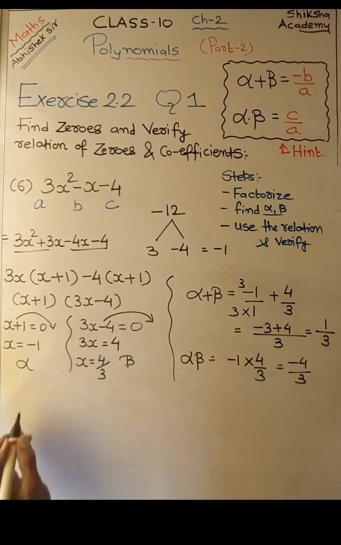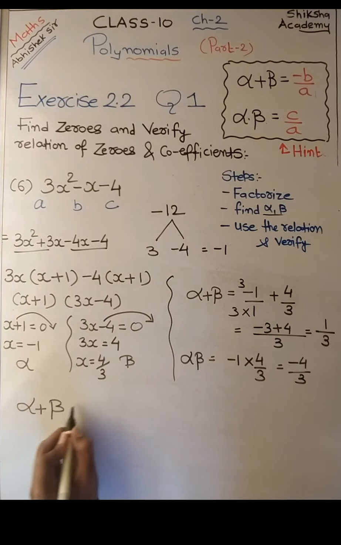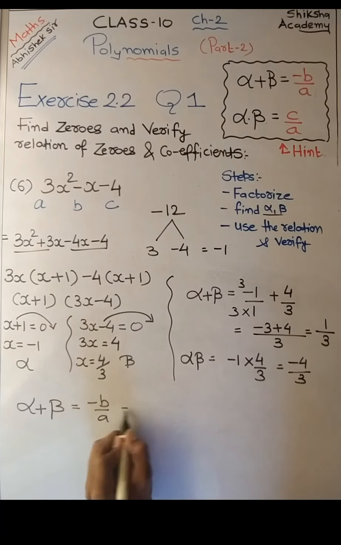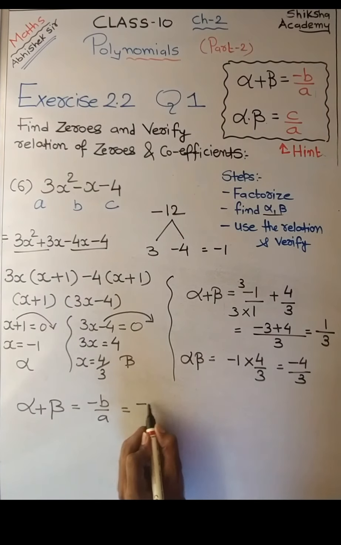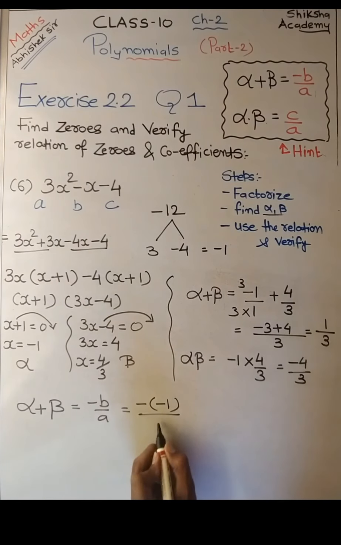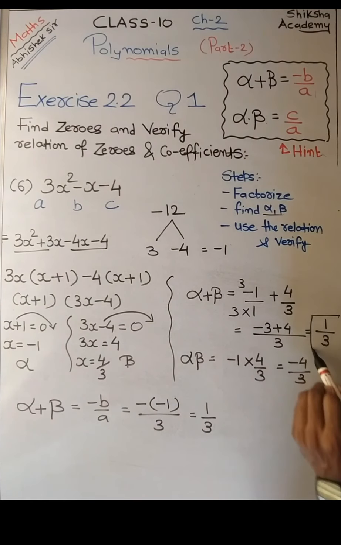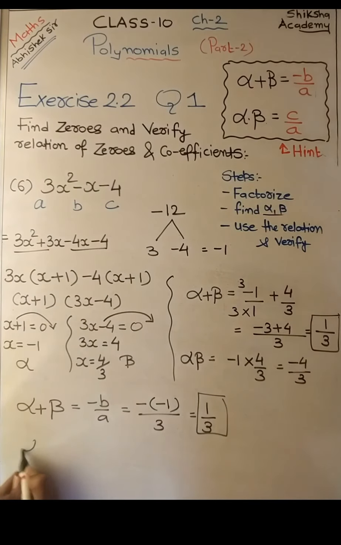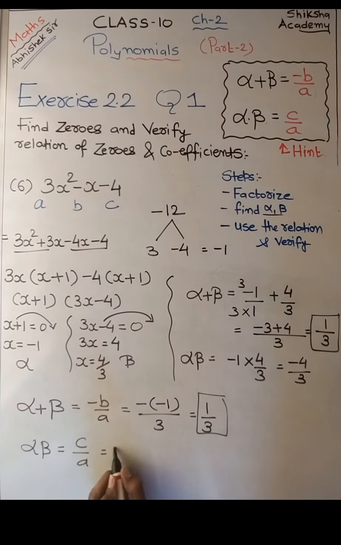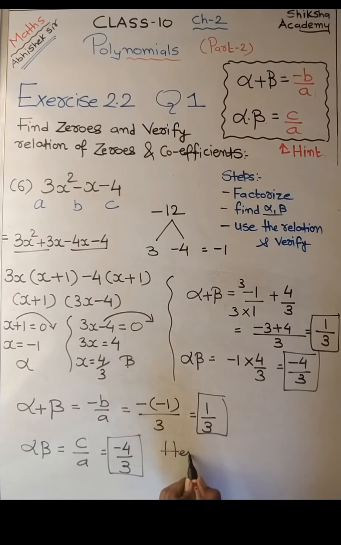Now let us verify this with the relationship part. Alpha plus beta is minus b by a. What is minus b? Minus b is minus of minus 1. What is a? It is 3. So minus of minus is plus 1 by 3. You can see they are verified. Last step, alpha into beta is c upon a. C is minus 4 and a is 3. You can see again we have verified. So we can write this as hence verified. So this is the end of question number 1.